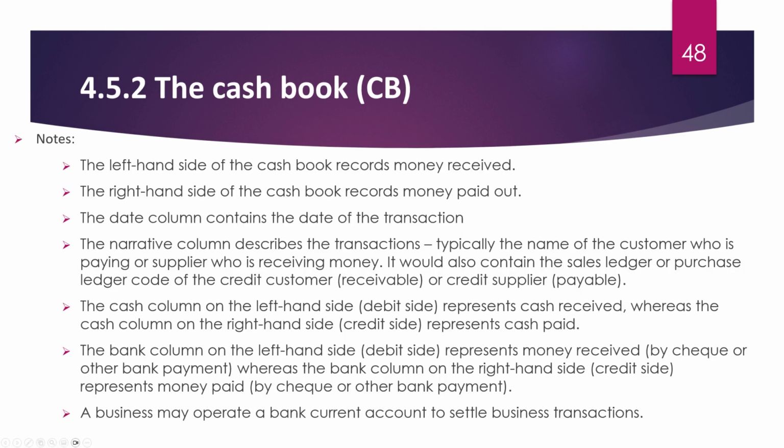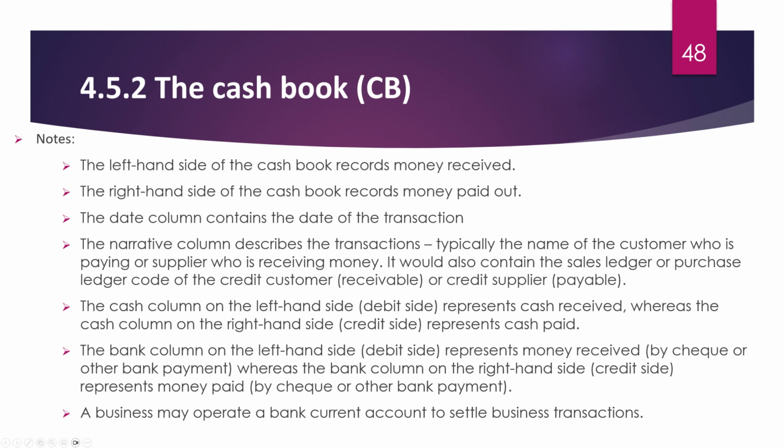Notes. The left-hand side of the cash book records money received. The right-hand side of the cash book records money paid out. The date column contains the date of the transaction. The narrative column describes the transactions, typically the name of the customer who is paying or supplier who is receiving money. It would also contain the sales ledger or purchase ledger code of the credit customer, receivable, or credit supplier, payable. The cash column on the left-hand side, debit side, represents cash received, whereas the cash column on the right-hand side, credit side, represents cash paid.